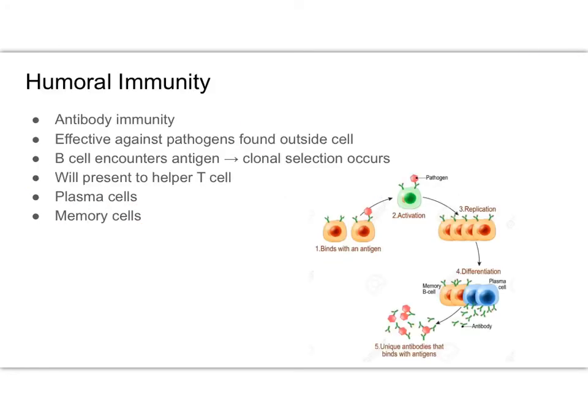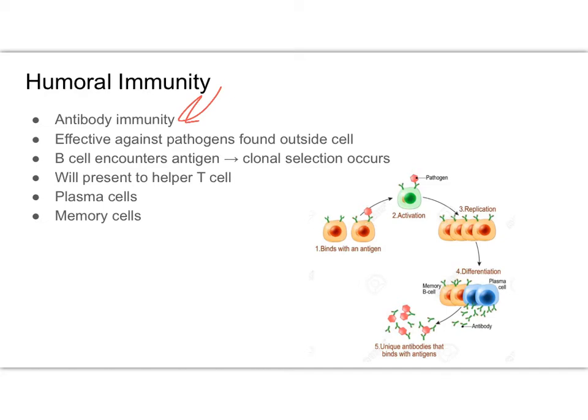Okay, so we're going to shift and we're going to talk about some specific types of immunity, which are also going to involve these specific types of cells, these B cells and these T cells. So the first one is humoral immunity. Humoral immunity is also called antibody immunity. This is what most people think of when they think of immunity, is that we're making antibodies for things.